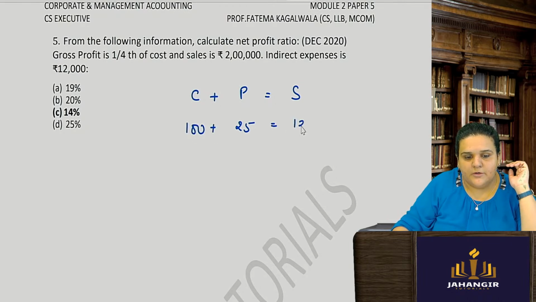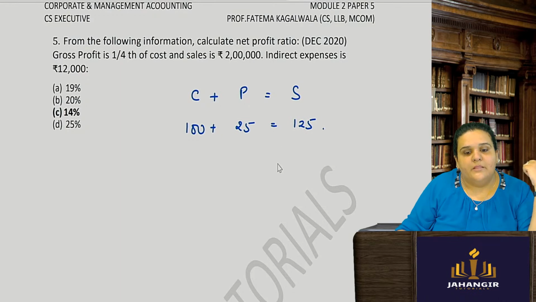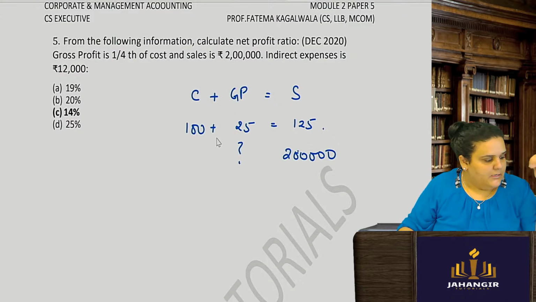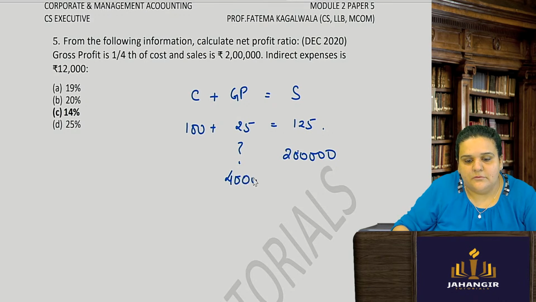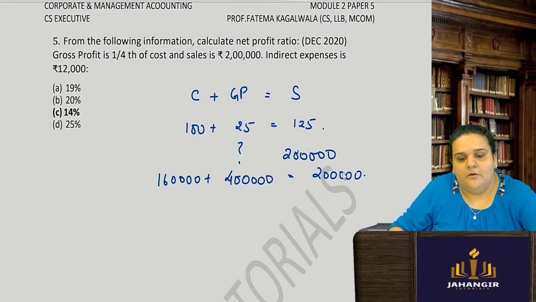So sales is equal to 125. Sales amount is given to me as 2 lakhs. Therefore, the gross profit I can find. Gross profit will now be 40,000. Therefore, COGS will be 1,60,000. Sales is 2 lakhs.